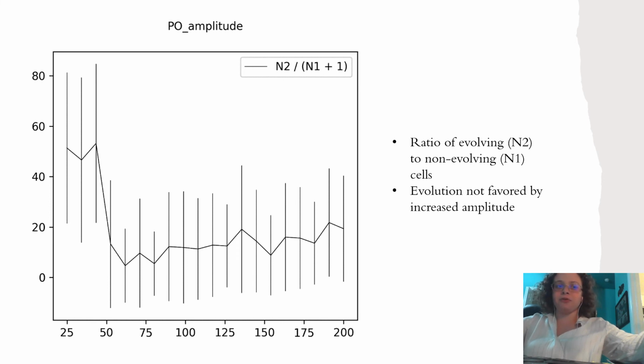For P0 amplitude, I found that an increase in amplitude did not favor the evolving population. The hope for this study is that in the future it could be continued with a second model that involves different compartments between which the cells can migrate to observe changes over space as well as time.